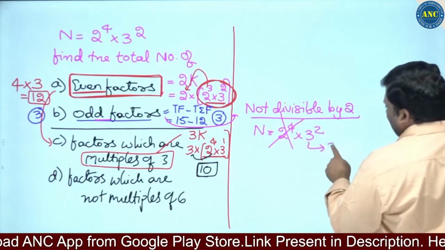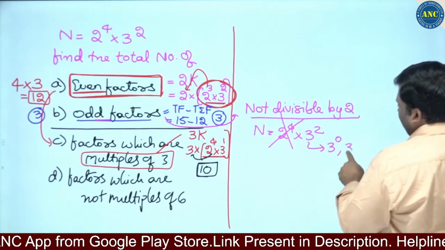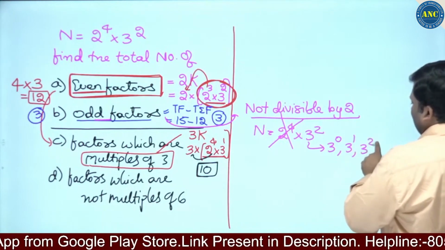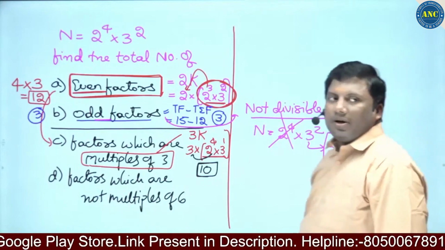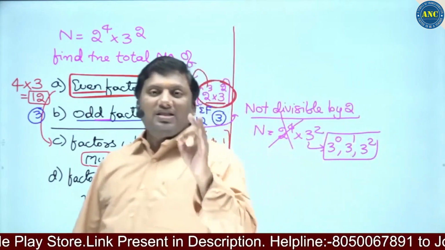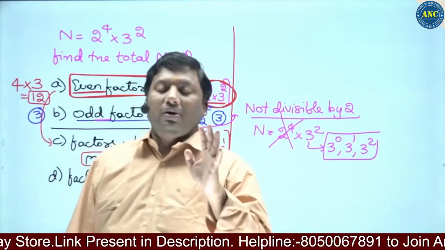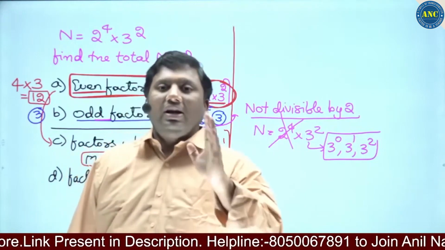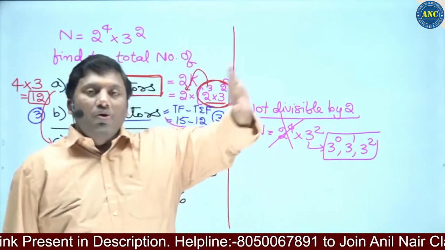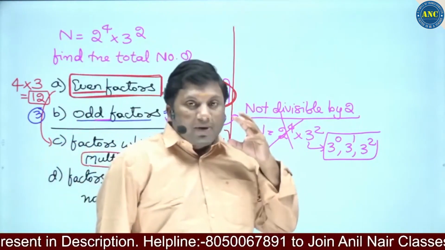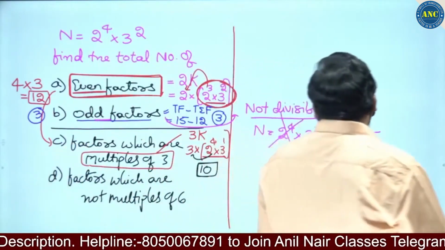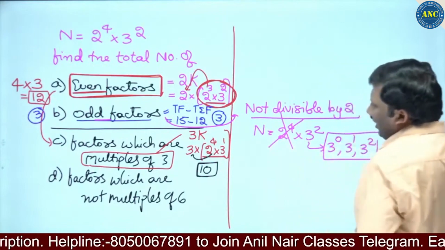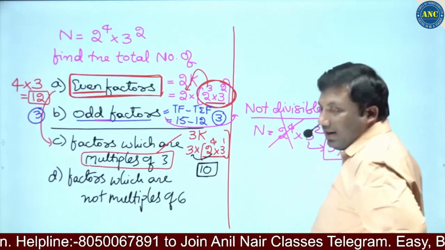So 3 power 2, which all combinations? 3 power 0, 3 power 1, 3 power 2. Total how many combinations did I get? 3 combinations I got. Whenever you are finding the odd factors, remove all the powers of 2. Why? Because an odd number will never be divisible by 2. I hope the idea is clear.